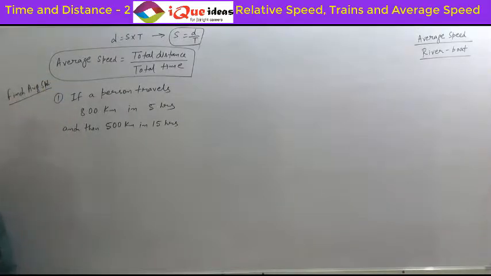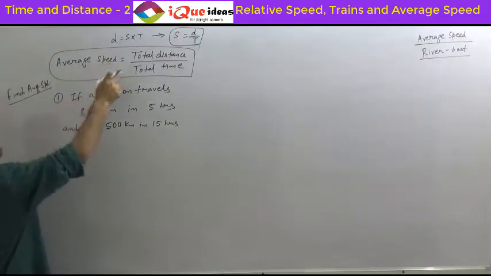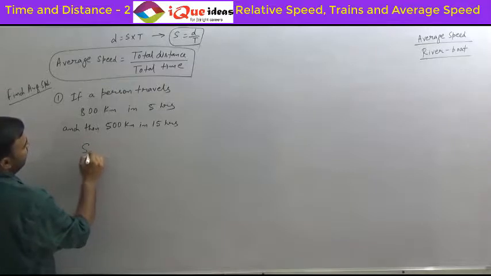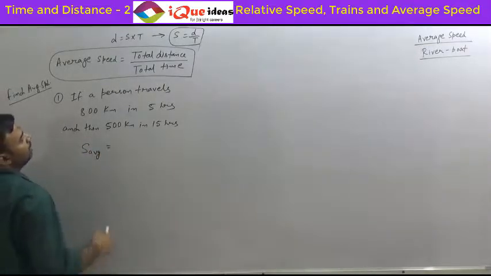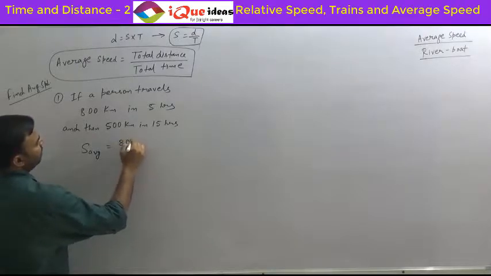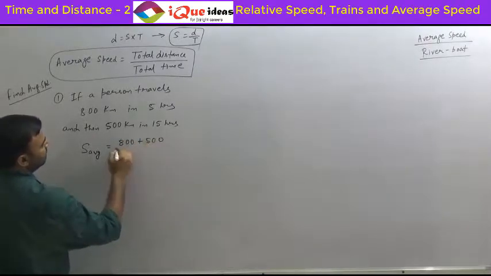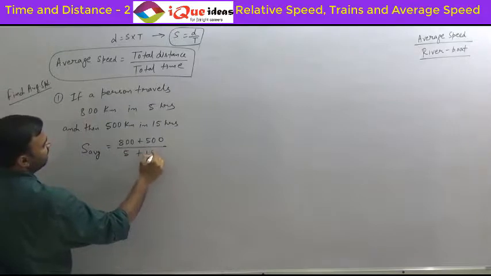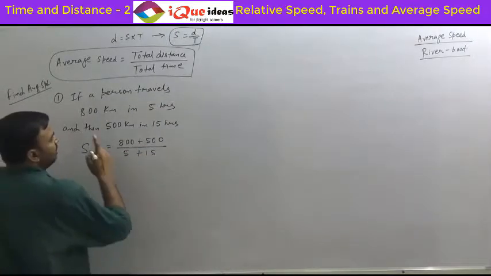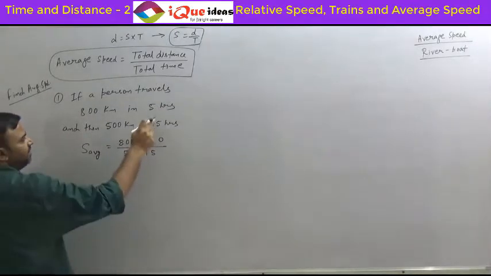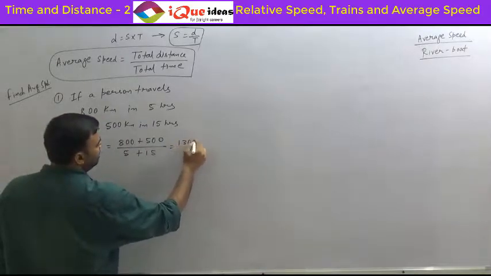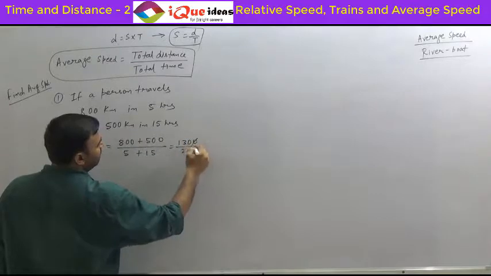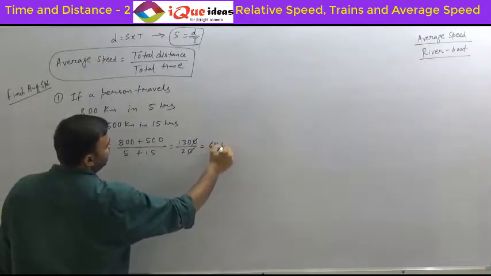Okay. So what will be the average speed in this case? We just follow this expression: total distance by total time. So average speed is equal to total distance, 800 plus 500, divided by 5 plus 15, as simple as that. Units should be the same. So 5 hours and 15 hours are in hours, 500 and 800 are in kilometers. So 1300 kilometers divided by 20 hours. So 130 by 2, which is 65 kilometers per hour.